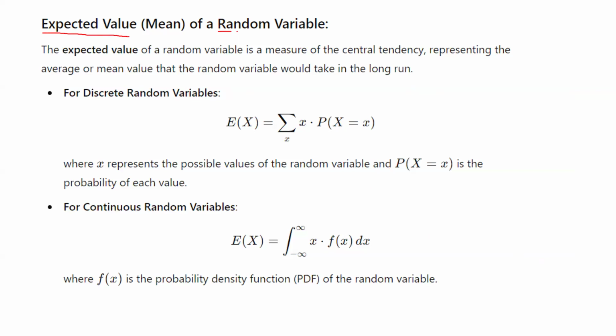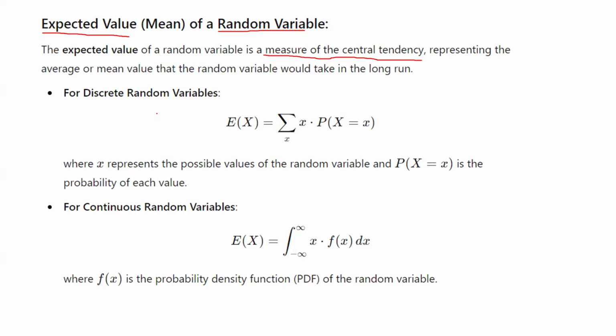Okay. So the expected value of a random variable is the measure of central tendency. You also know what is central tendency. What is the importance of central tendency? This represents the average or mean value that the random variable would take in a long run. Okay. Average or mean value of the random variable that the random variable would take in a long run.